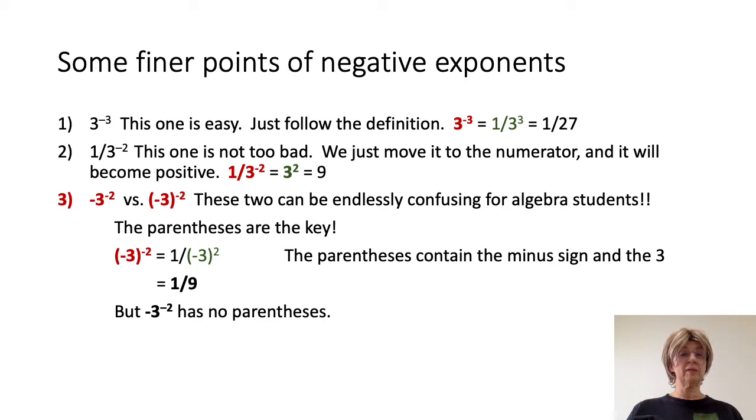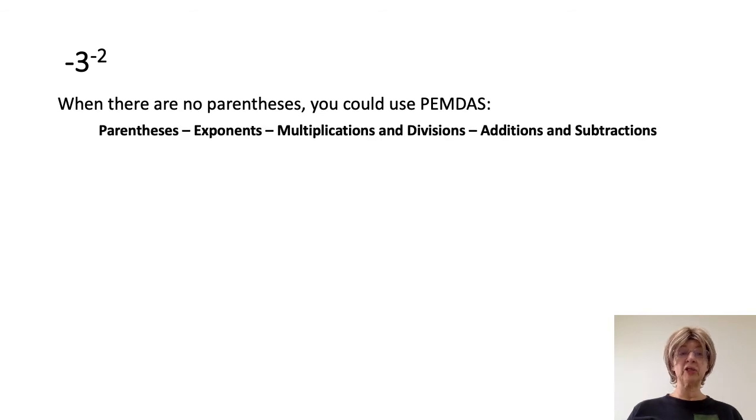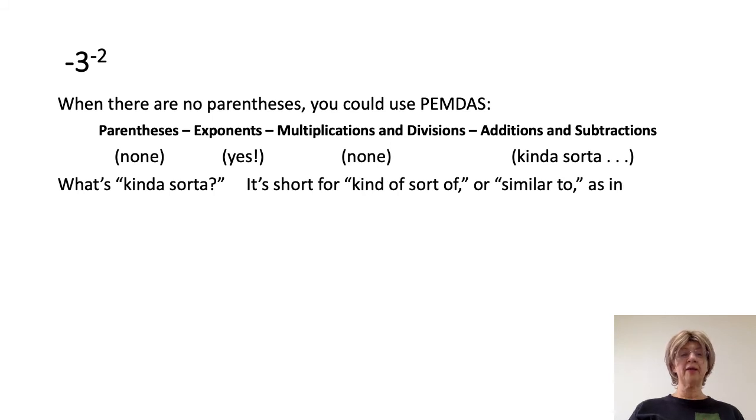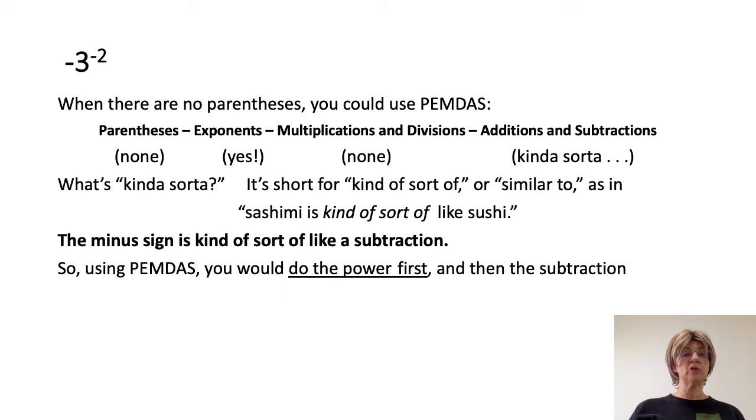But minus 3 to the minus 2 has no parentheses. What can we do? When there are no parentheses, you could use PEMDAS. Parentheses, exponents, multiplications and divisions, additions and subtractions. No parentheses, exponent, no multiplications and divisions, a kind of sort of subtraction. What's kind of sort of? It's short for kind of sort of or similar to, as in sashimi is kind of sort of like sushi. The minus sign is kind of sort of like a subtraction, if that helps you remember it. So using PEMDAS, you would do the power first and then the subtraction. Exactly like this, as if there were parentheses around the power and the minus sign was outside the parentheses.